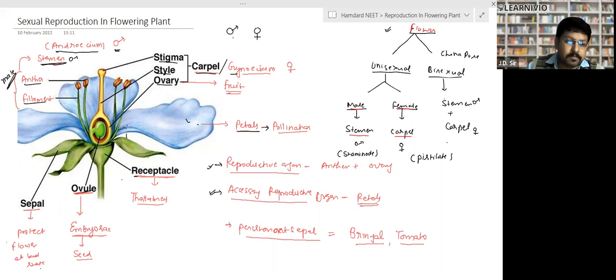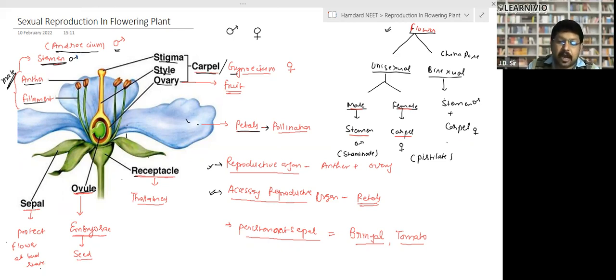So now come to the male part, right? This is called the male reproductive part. They are basically called what? Stamen, right? The symbol of stamen is this shield and arrow, and technically this is called androecium. The stamen has two parts. This upper swollen part is called anther, and this long stick-like part is called filament.